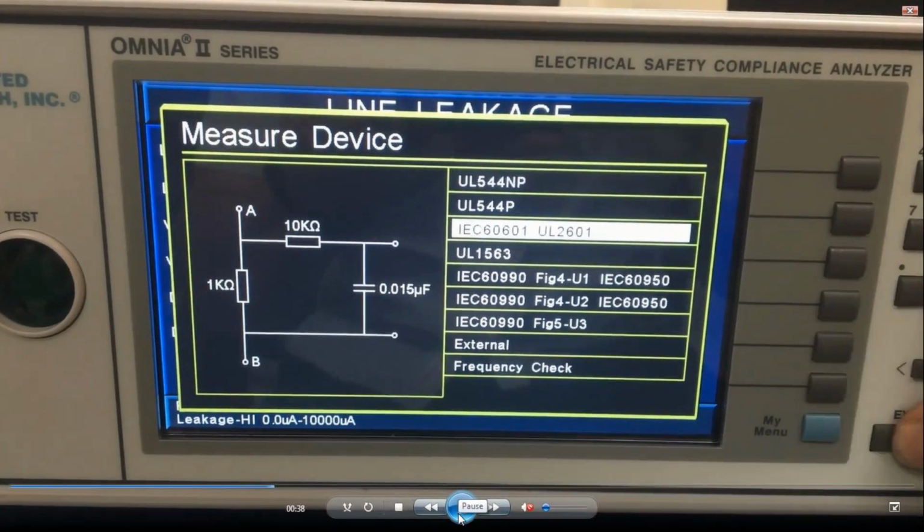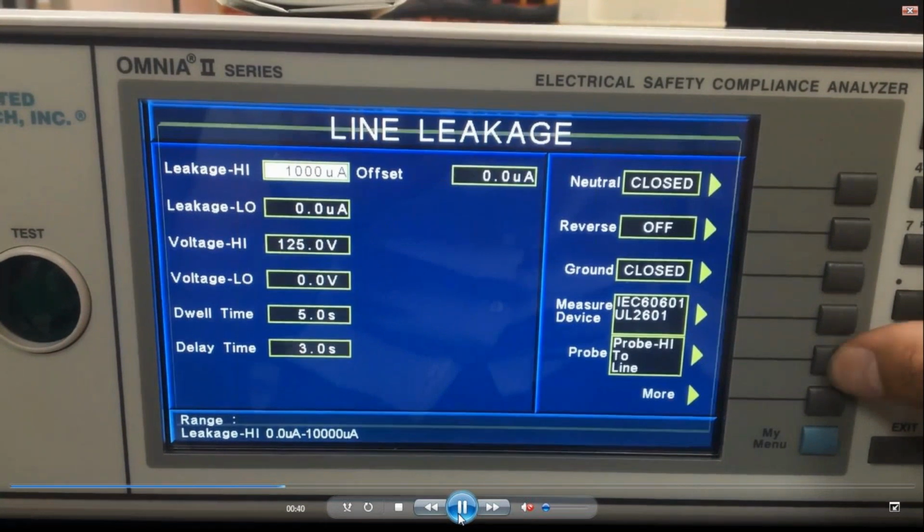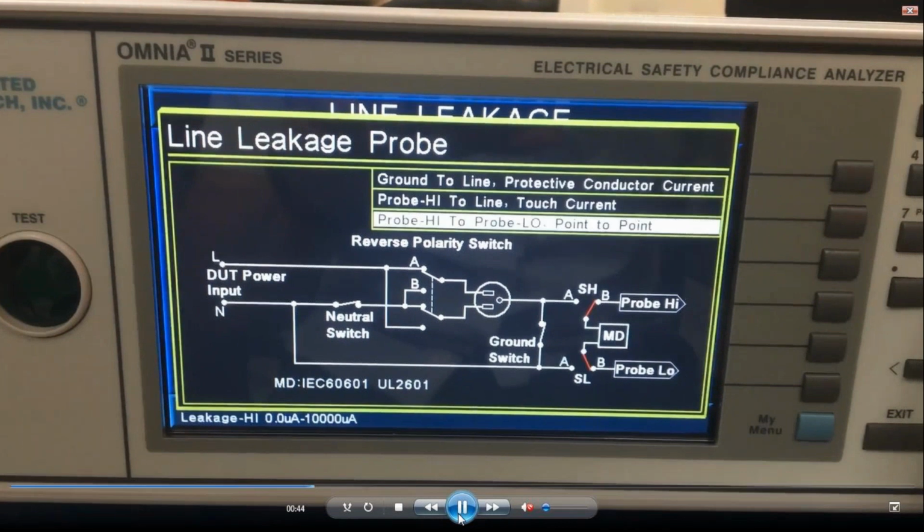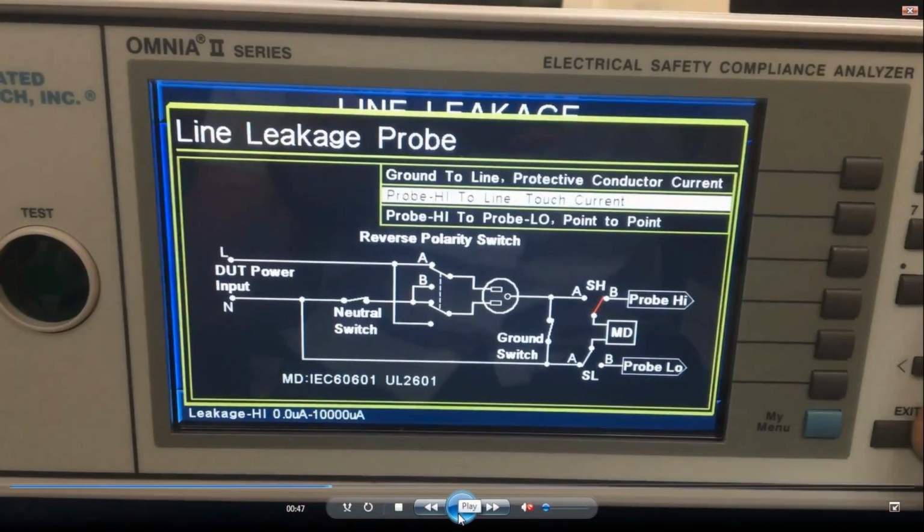Next, we're going to take a look at the conditions for probing conditions. So we talked about ground to line, where when you have ground which is open, you want to be able to measure the current flowing to the enclosure, or sorry, on the chassis of the product. That's known as the protective conductor current, also known as the earth leakage test. And for this test, we're going to be using the probe high to line because we want to do the touch current test. Again, if you take a look at what the switching is doing, the MD is your measuring device, which has 2 arms. Imagine right arm touching a point.